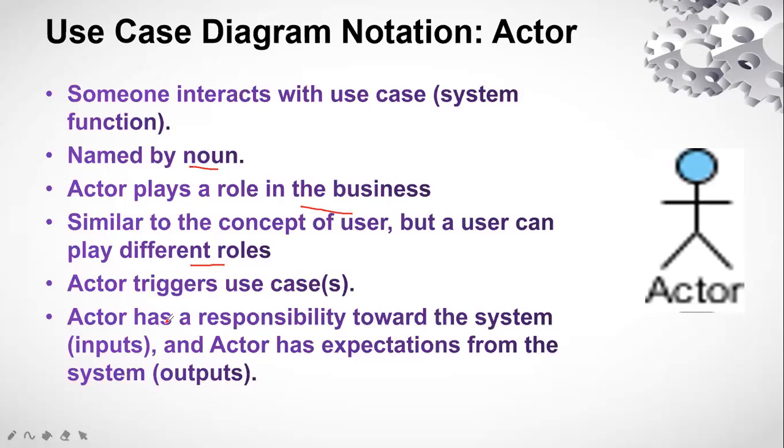Right. Next one, actor has a responsibility towards the system. Actor has expectations from the system. When I say responsibility towards the system, it means it is acting as an input, right? Actor has a responsibility towards the system, it defines the input. And when I say it has certain expectations, I mean the output, right? Just remember this, termed as output.